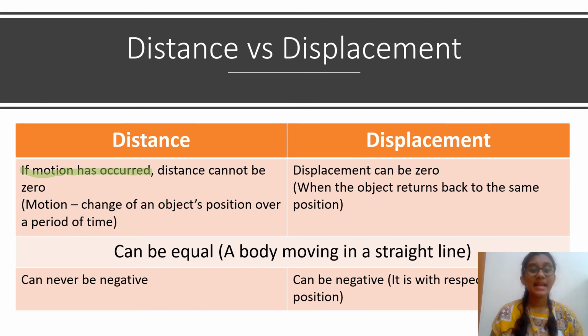Now distance can never be negative because you can't move in a negative pace. But displacement can be negative because it is with respect to the position. For example, if you started from point A and then you moved all around, you reached point A and then you moved behind from point A, that means the total displacement you have covered is in negative value, whereas according to the distance, the total distance you would have covered would be A to A plus the backward distance that you covered.